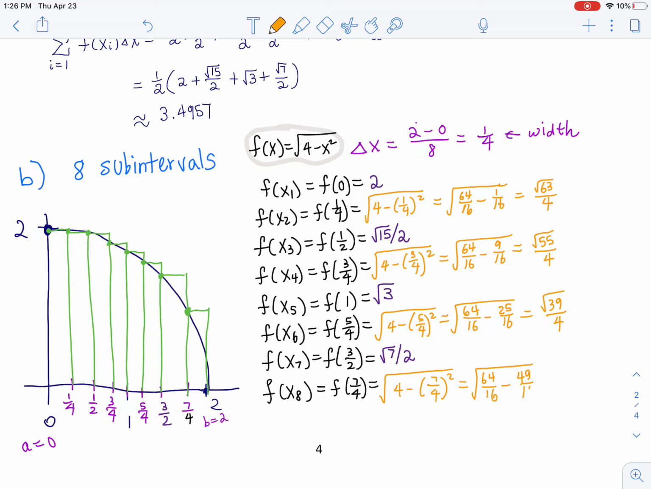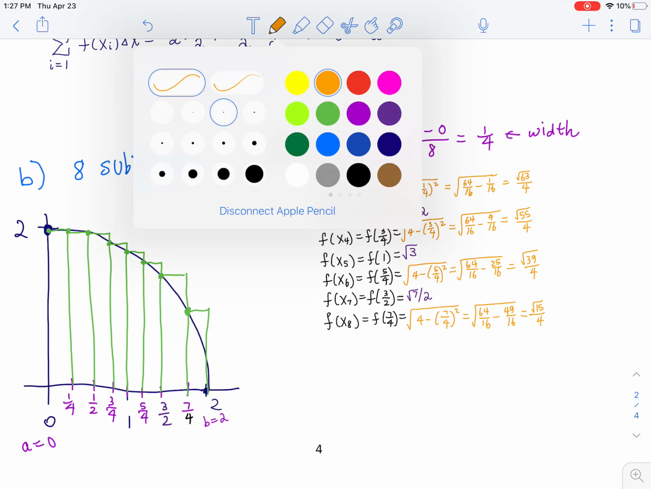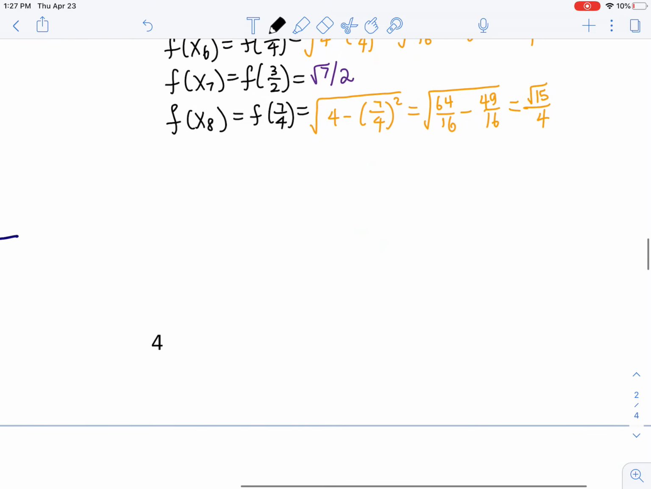4 minus 7 over 4 squared equals 64 over 16, because I'm trying to rewrite 4 as a fraction with 16 in the denominator. And this one is going to be 49 over 16. So if I do 64 minus 49, that gives me 15. So I have square root of 15 over square root of 16, which simplifies to 4. Yay! So that's it. I found all the heights. I found 8 different heights. Now we're ready to do the Riemann sum.